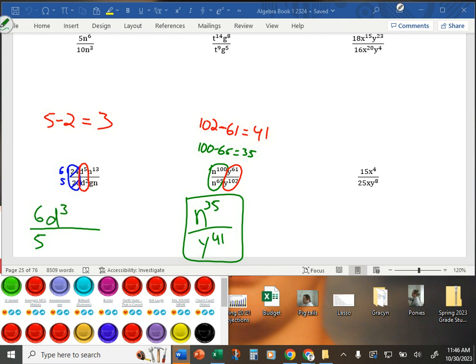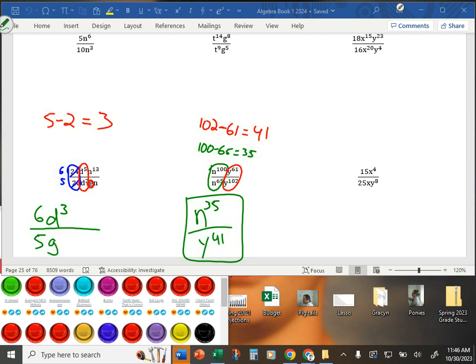So 6d cubed. Then we go to our next base, which is just this g by itself here. Can we cancel that g out with anything? Do we have any other g's anywhere? No. So it's going to stay in the denominator of the fraction.